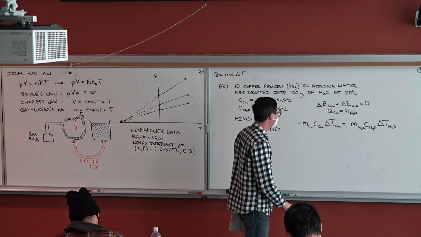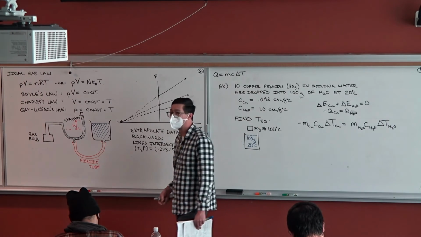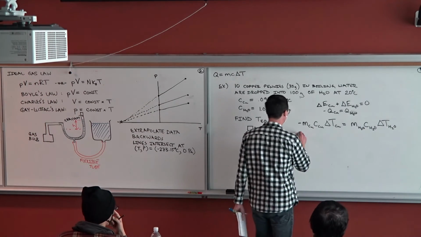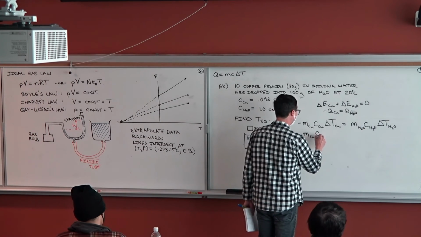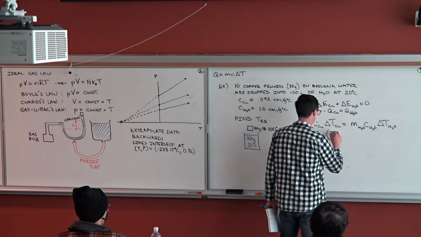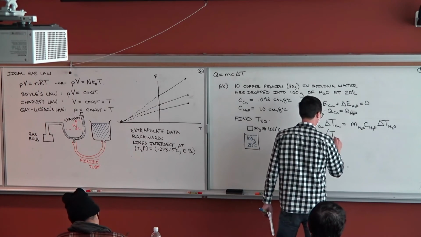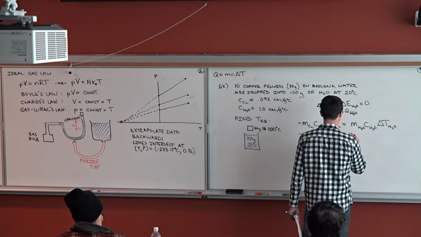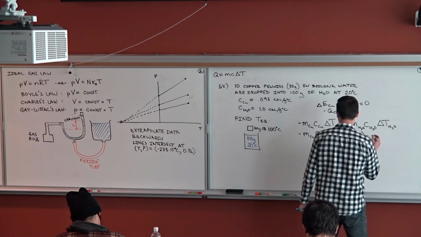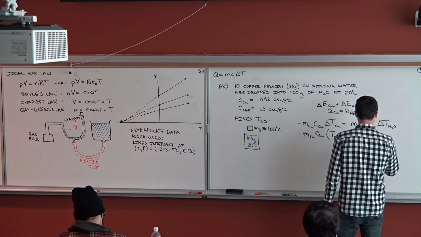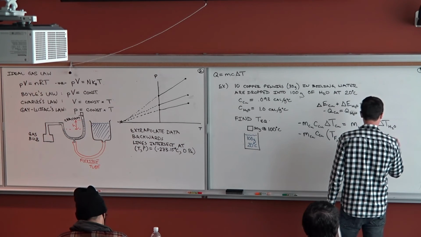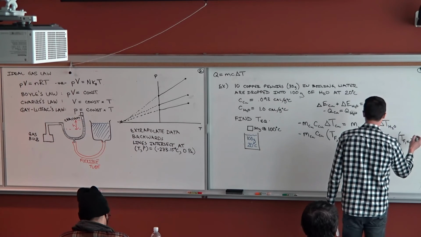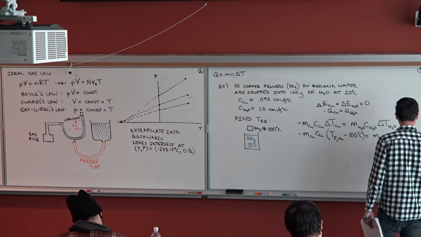And so here, there's one more piece of unspoken information. So I could write this as minus M copper, C copper, T final copper minus T initial copper, which was 100 degrees Celsius, needs to equal M water, C water, T final water, minus the original temperature, which was 20 degrees Celsius.